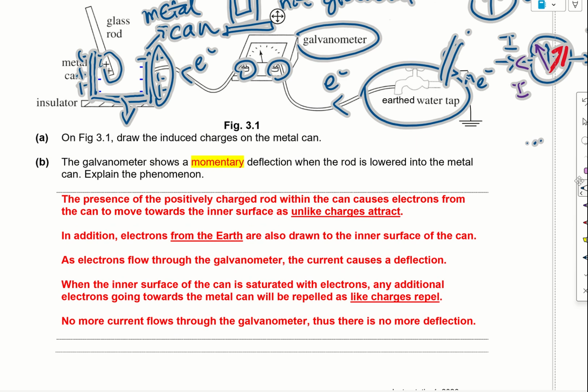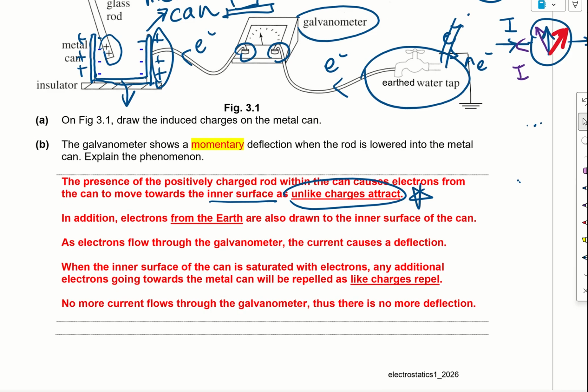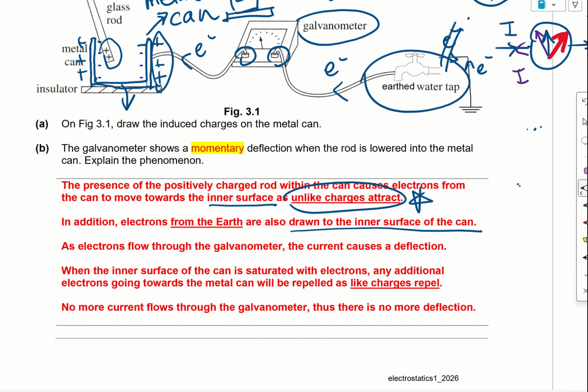The presence of the positively charged rod within the can causes electrons from the can to move towards the inner surface, as unlike charges attract. I think I need to emphasize this. This is a concept that is very obvious, but sometimes not mentioned, though it's needed. In addition, electrons from the earth are also drawn to the inner surface of the can. As electrons flow through the galvanometer, the current will cause a deflection.